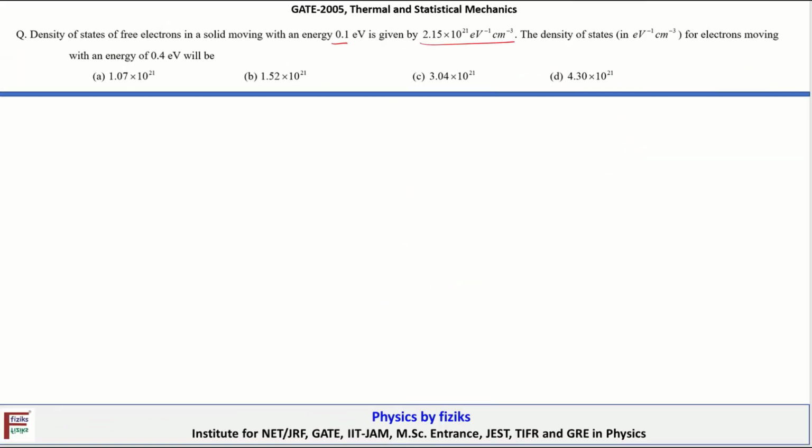Let's continue with the last problem. The density of states of a free electron in a solid, moving with an energy of 0.1 electron volt, is given by this expression. So we have a situation where the energy of the electron is 0.1 electron volt, and the corresponding density of states is 2.15 into 10 power 21 per electron volt per centimeter cube. Now when the energy of the electron is changed to E2, equal to 0.4 electron volt, what will the corresponding density of states be?